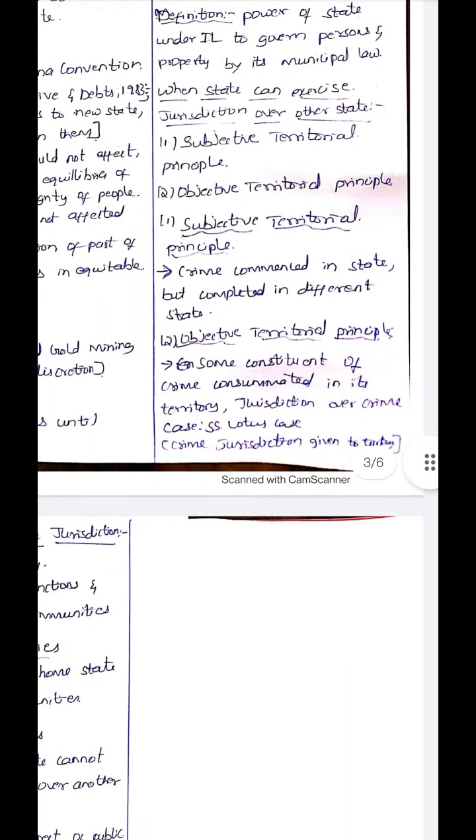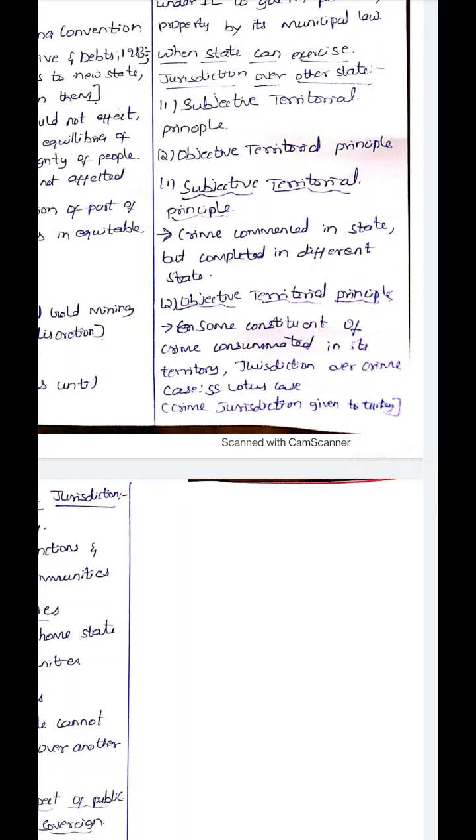The next is the objective territorial principle. In this, if some constituent of a crime is consummated in a territory, then jurisdiction over the crime can be taken. If only some constituent of that crime is committed in the territory of a state, then that state can take jurisdiction. The case is the SS Lotus case.